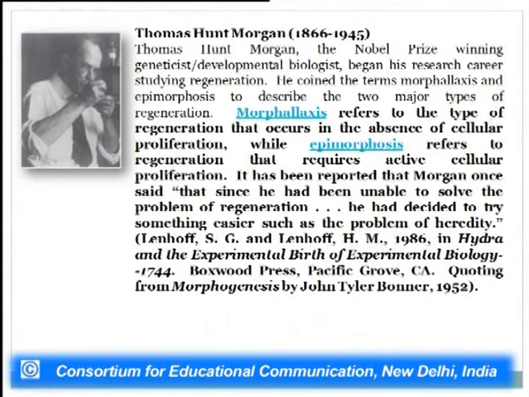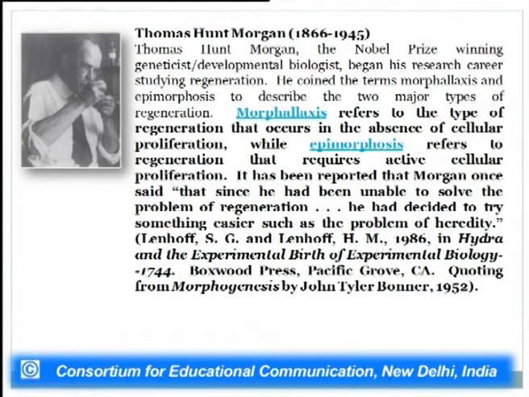example. Before talking about that, we will talk about a great scientist whose name is Thomas Hunt Morgan. You must have heard of him. He won the Nobel Prize in genetics, a developmental biologist. He began his research career studying regeneration. He coined the terms morphallaxis and epimorphosis to describe the two major types of regeneration. And as we said, morphallaxis refers to the type of regeneration that occurs in the absence of cellular proliferation. There is no growth that occurs, while epimorphosis refers to regeneration that requires active cellular proliferation.